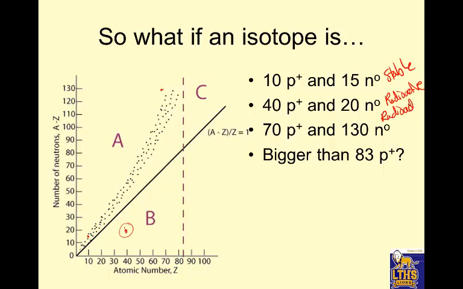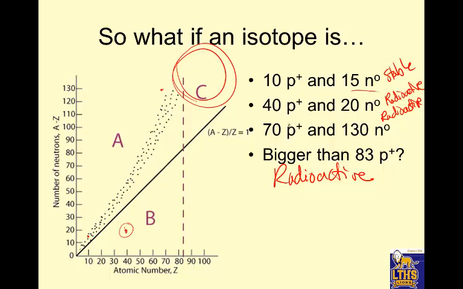All right. What if it has more than 83 protons? So right here, guess what? No stable isotopes. Those are all going to be radioactive. So what makes things radioactive? Too many protons, too many neutrons, too many protons and neutrons, so that strong force can't work.